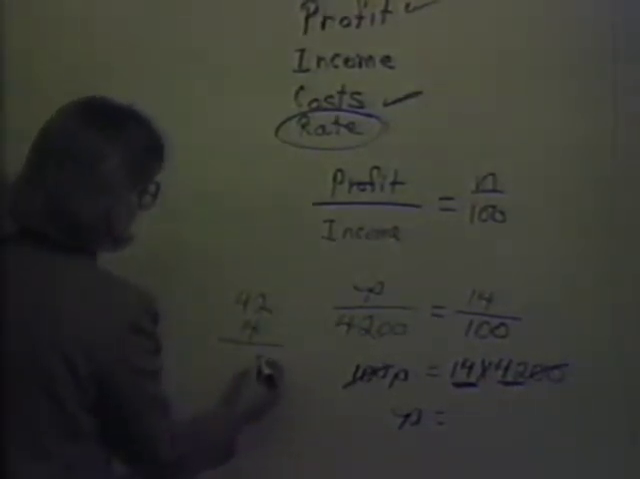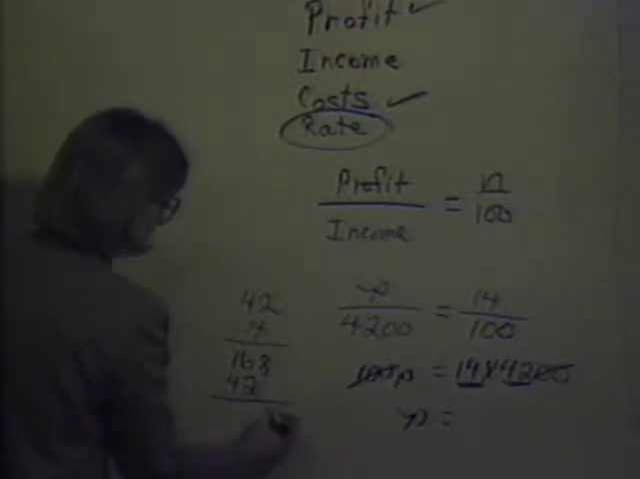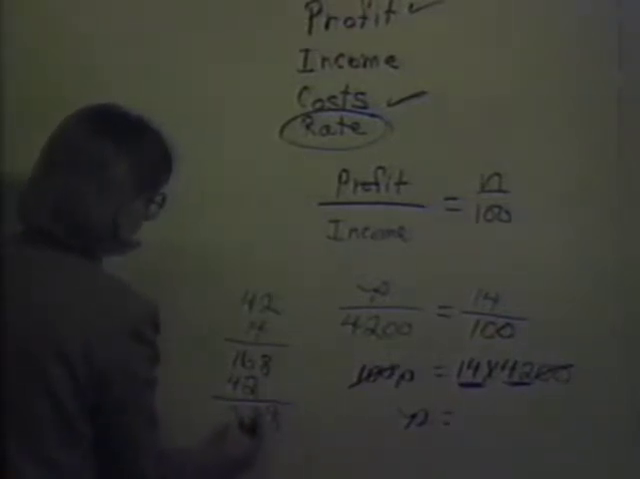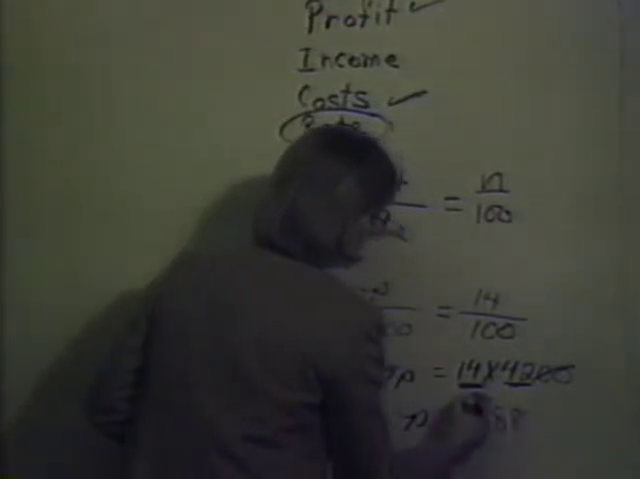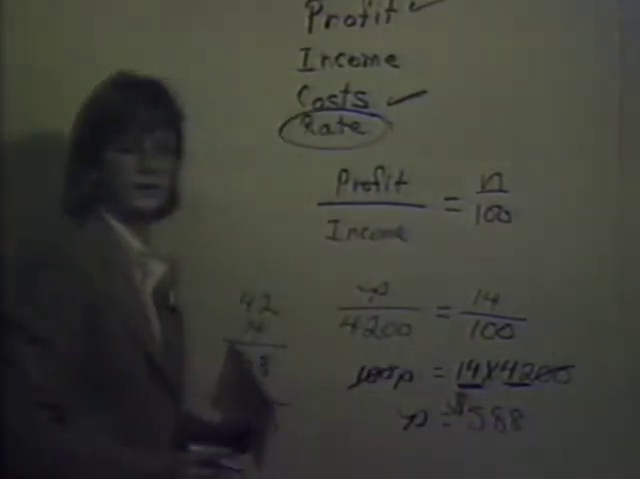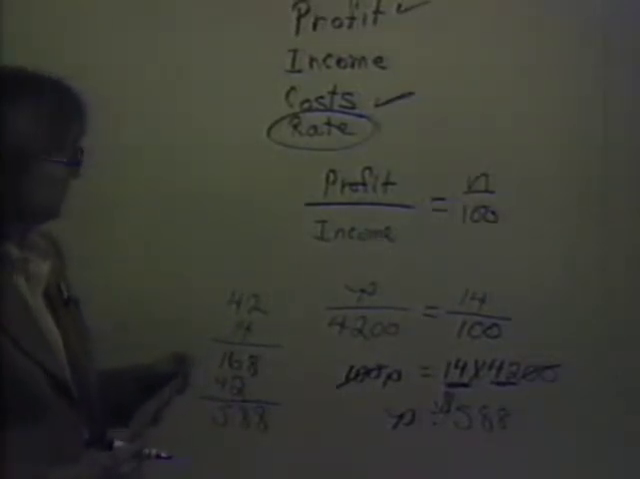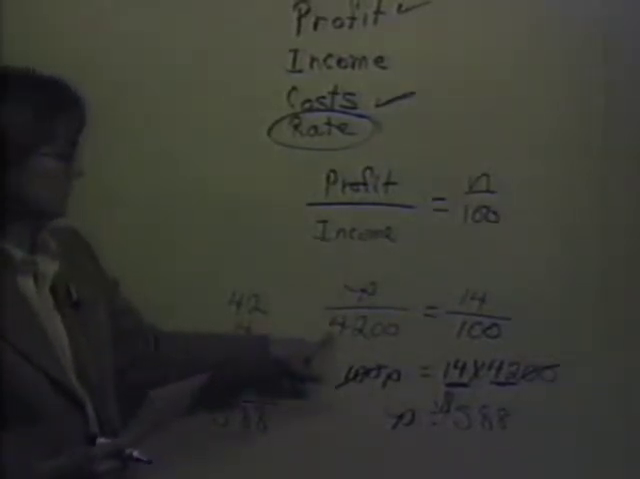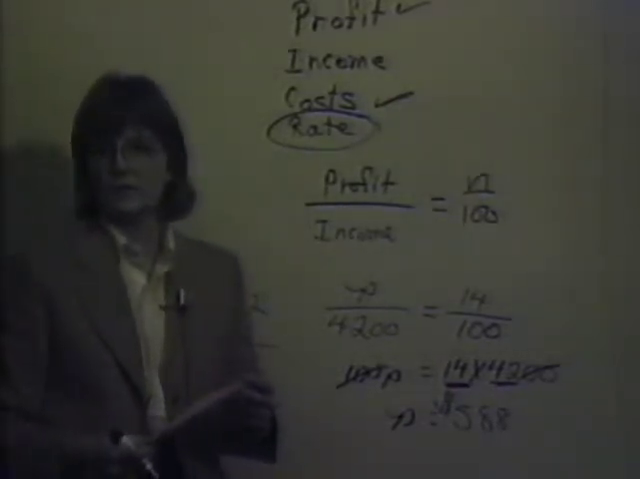4 times 2 is 8, and 4 times 4 is 16. 1 times 2 is 2. 1 times 4 is 4. So 8, 5, $588 profit is what the Last Roundup Cafe made on the income, or a total sales of $4,200. They had quite a few costs to set up there.